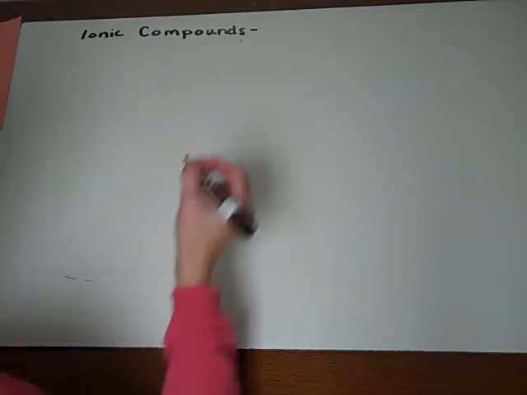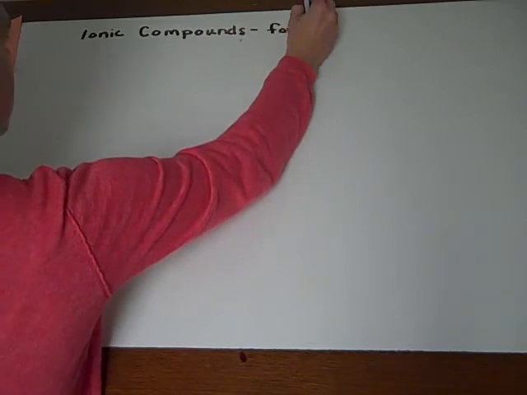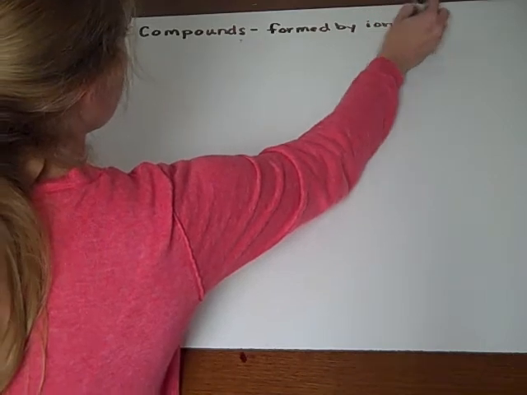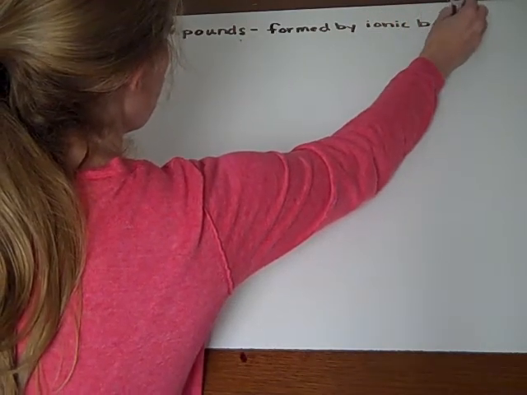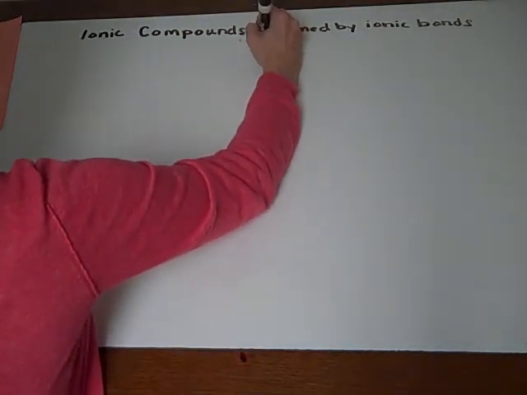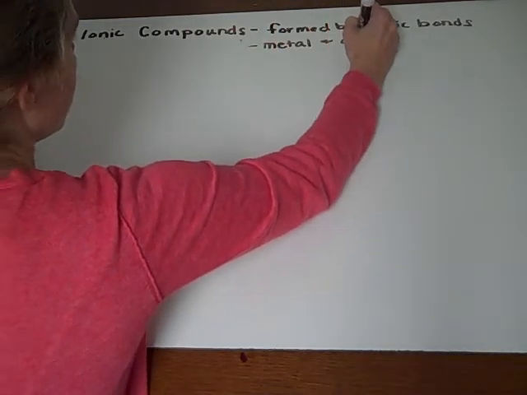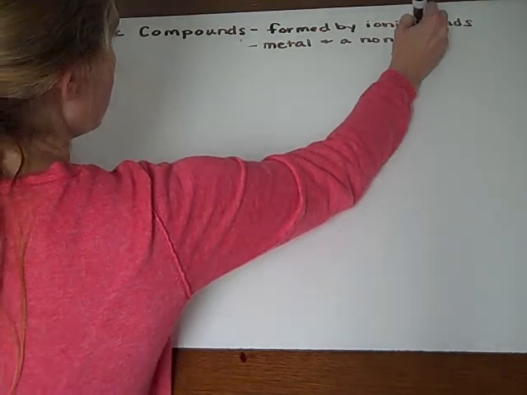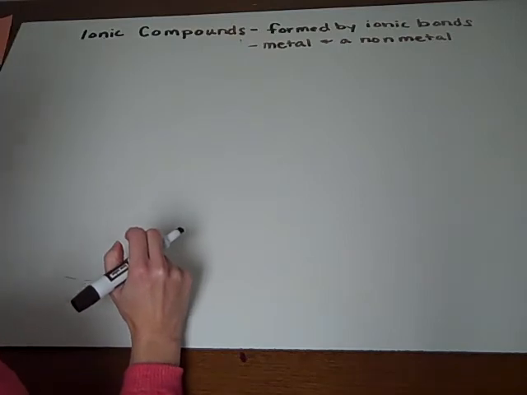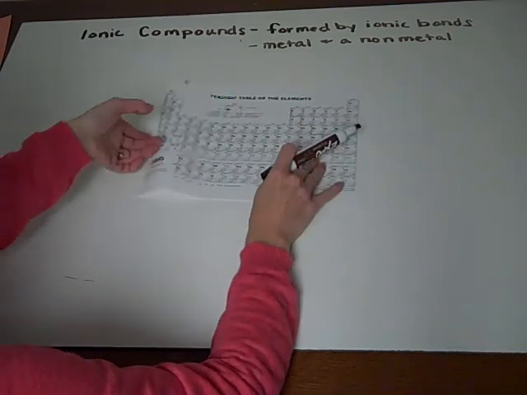Okay, so ionic compounds. First thing is that they are formed by ionic bonds. Imagine that. Okay, and they are always going to be between a metal and a nonmetal. And that makes sense to us, right? Because if we look at our periodic table, well, we'll get there in a minute.